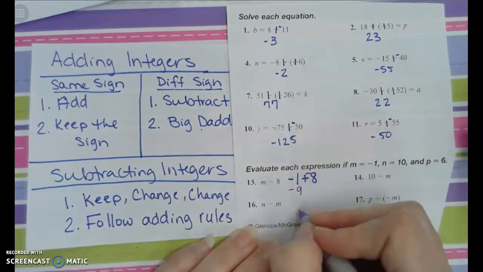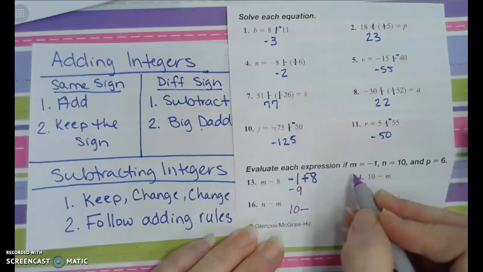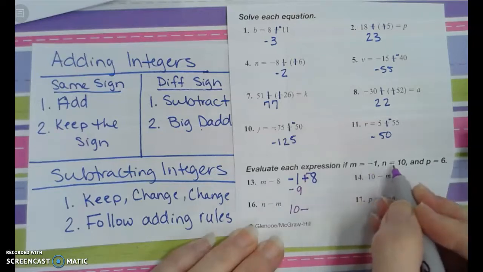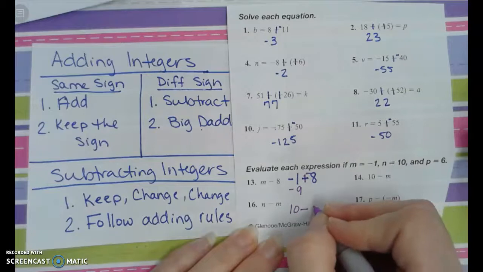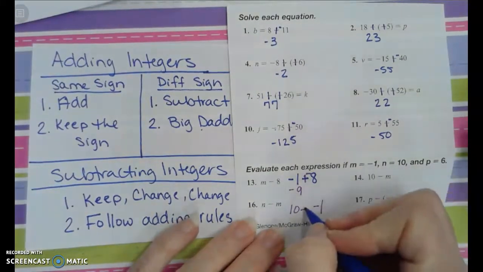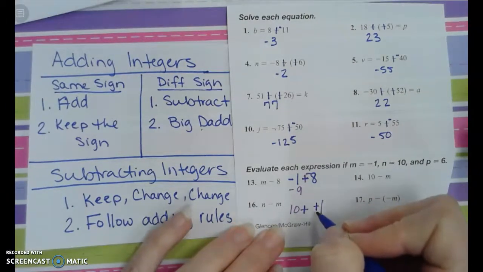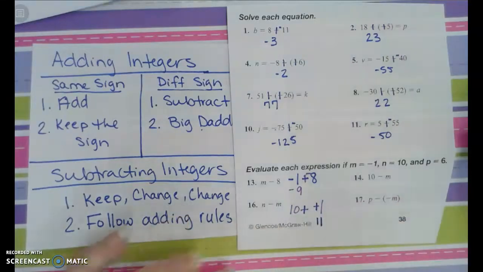N is 10. We got our minus sign, and then m is, did I do that right? Yep, 10, and then m is -1. So, I'm sorry, I forgot to switch back on the colors. Keep, change, change. The signs are the same. So now we add, and that is just 11.